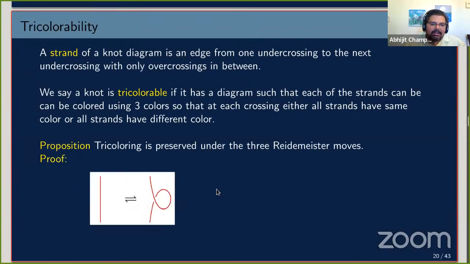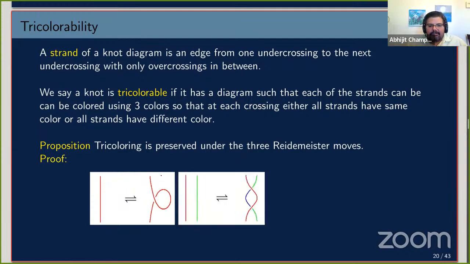If you take a tricoloring, you can see that under the Reidemeister one move it's going to be preserved, because this can only be colored in one way, since it is the same strand going under. For the Reidemeister two move, if these are the same color, then there is no issue. But if they are different colors, then once you do the Reidemeister two move, you can color this little strand in a different color, so that at every crossing three colors come up.